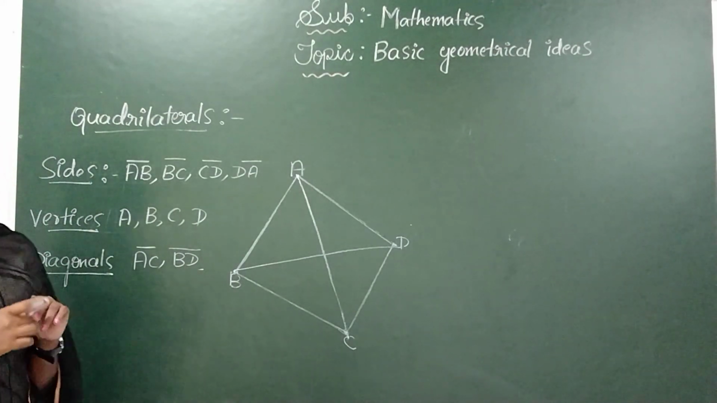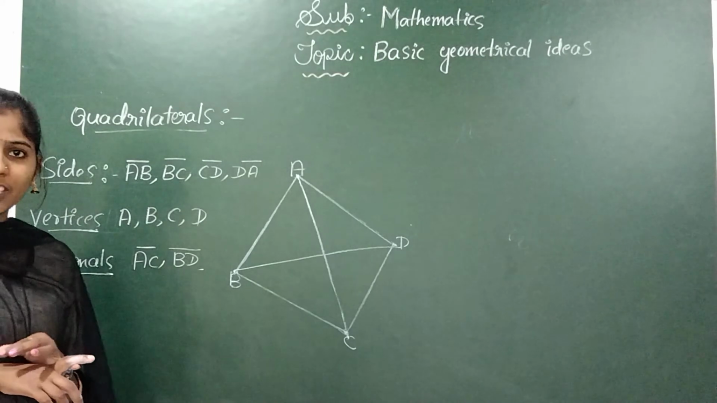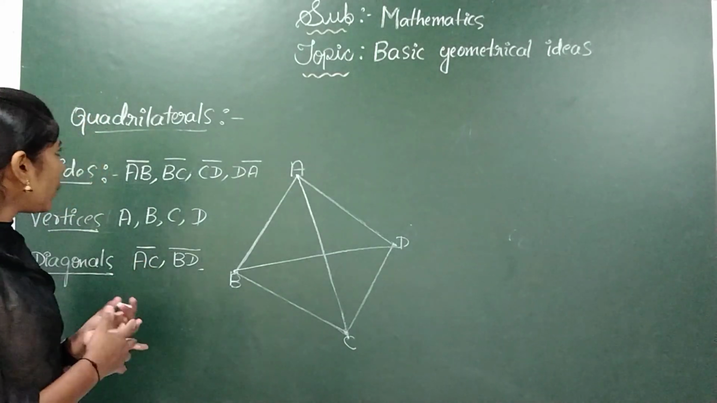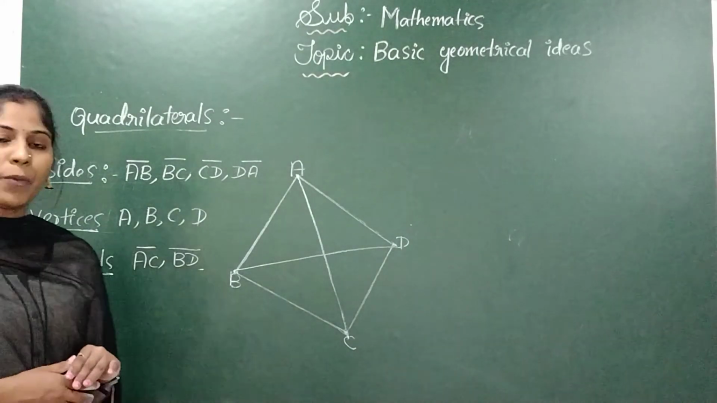This is all about polygons. The first polygon is the triangle. The other polygon is the quadrilateral. This is all about the polygons.